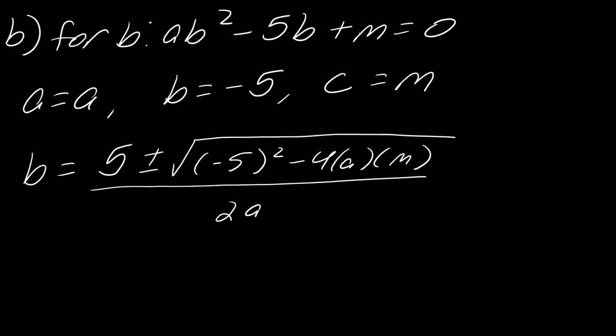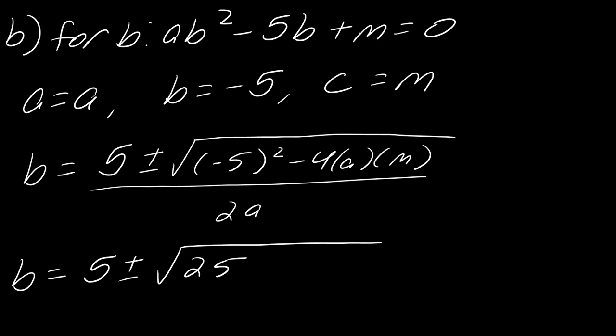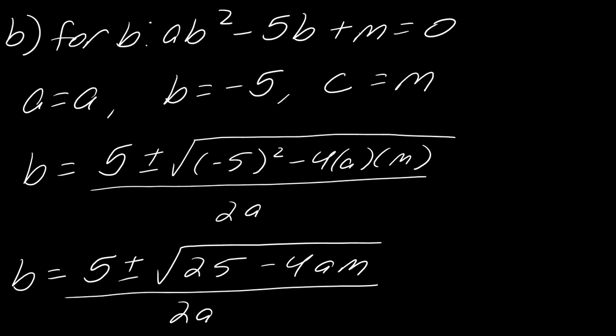So let's see what else we can do here. So this becomes 5 plus or minus the square root. So negative 5 squared is 25, and then minus 4am over 2a. And again, I can't break this down any farther. So even though I see a 25 and a 4, I don't have a rule that allows me to break this down any farther. So this is as good as it gets.